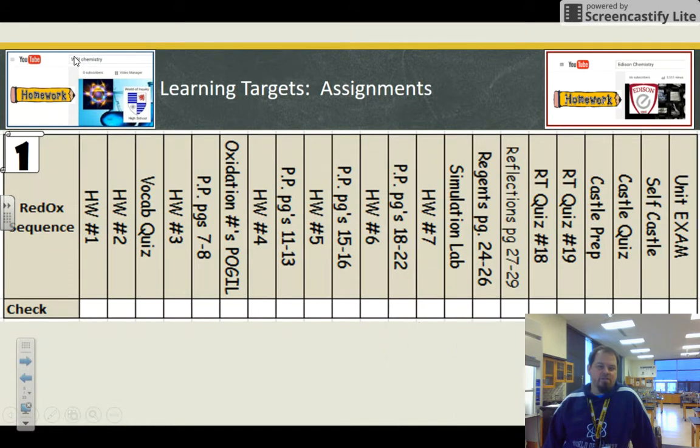And that brings us to our assignment tracker. So here we go. Normal vocab quiz. We have an oxidation numbers Fogel. Do some more homeworks. Then there's going to be a simulation lab. And that's it. I guess there isn't another Fogel here. No, there is just the one Fogel, I think. And then you'll have your reference table quizzes and your castle quizzes like normal.